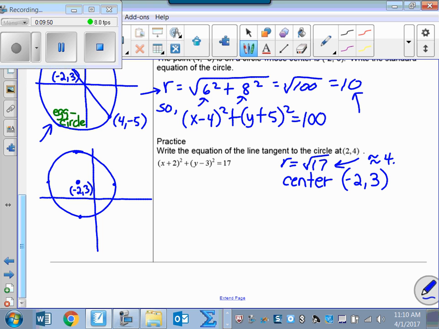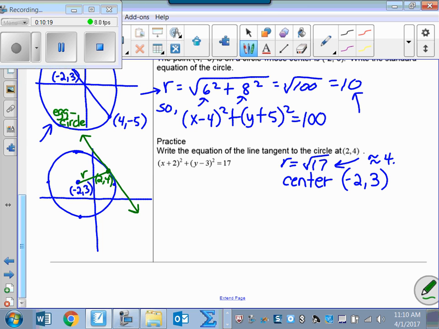Hey, that one's not too bad. Okay, but what am I looking for? Let's look at this point, 2, 4. Let's pretend that point right there is 2, 4. And the tangent line. Let's draw the tangent line that goes through that circle at that point, 2, 4. Okay, so there would be my radius.